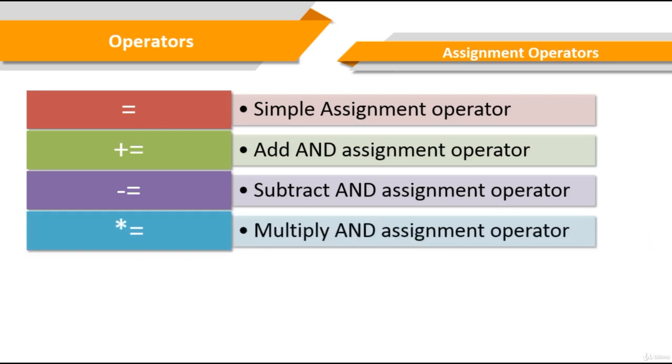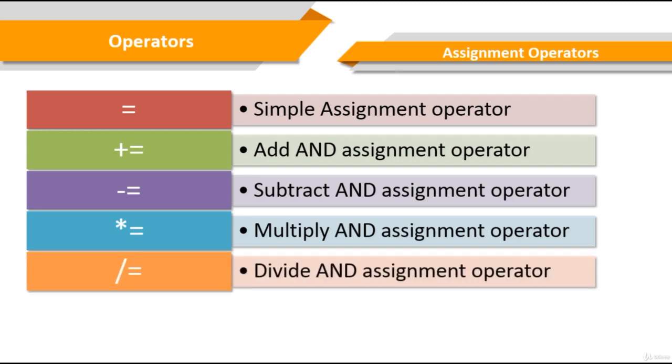Asterisk and equal is a multiply and assignment operator. So it multiplies the right operand with the left operand and then assigns the result to the left operand. The forward slash and the equal is a divide and assignment operator. So it divides the left operand with the right operand and then assigns the result to the left operand.